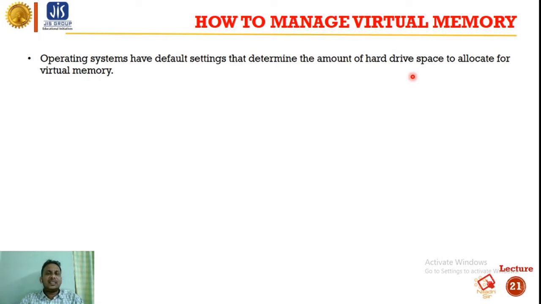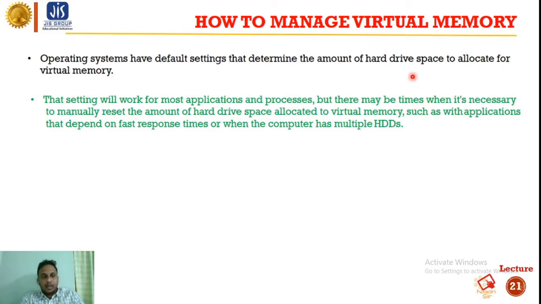Next, how to manage virtual memory. Basically, the operating system has default settings that determine the amount of hard drive space to allocate for virtual memory. That setting will work for most applications and processes, but there may be times when it is necessary to manually reset the amount of hard drive space allocated to virtual memory, such as with applications that depend on fast response times or when the computer has multiple hard disks.